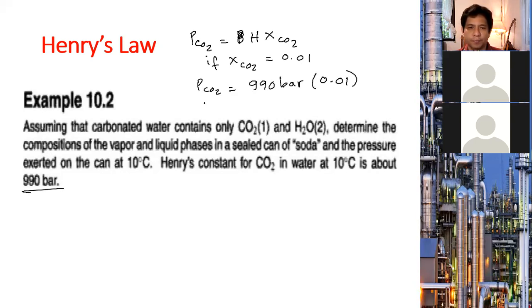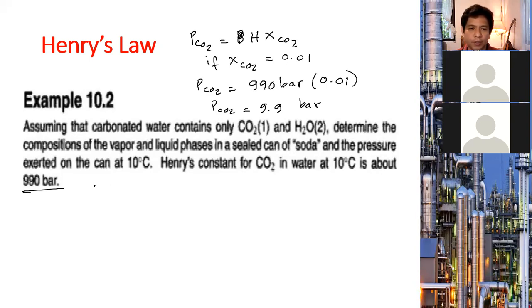What do you have? How much is PCO2 in bar? Let's get your calculator. 990 times 0.01. We're going to get something like 9.9 bar. It's 9.9 bar.